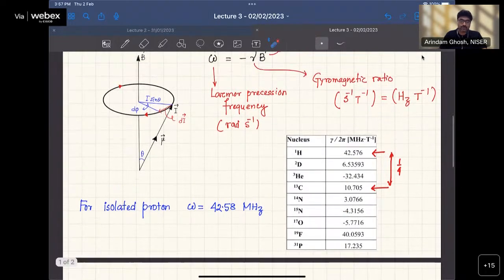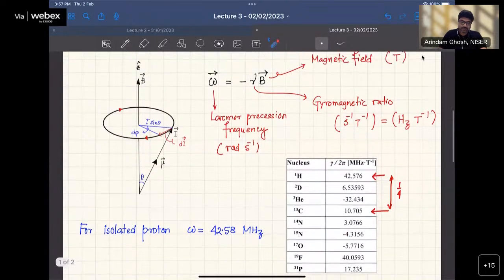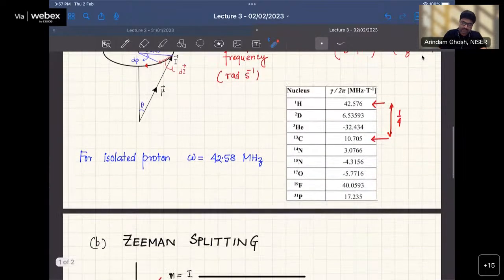So as I told, we will not see any difference as far as the NMR spectrum is concerned. It will look exactly the same. The only thing is that the sense of precession is going to be opposite if you have a negative gamma. That's it. Nothing else, because obviously these are vector quantities. So if this is negative, then it changes.